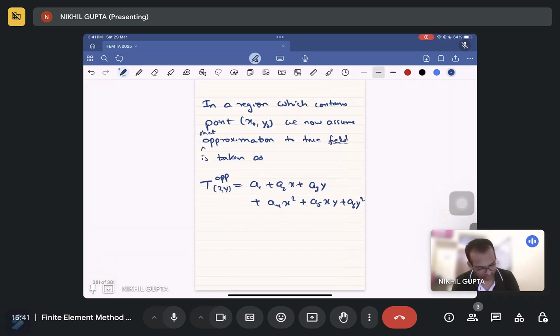So when you subtract to get the error, T(x,y) minus T approximate, you will get only c r to the power cube. So this is the error, and it's in the power of cube.